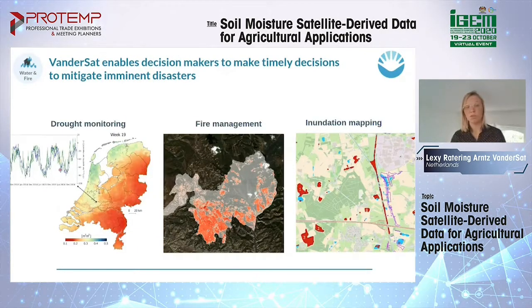For NGOs or governments or any other institutions that are monitoring larger scale areas on disasters, we have developed these different services that are presented here on the slides. So we monitor areas for drought monitoring. We do that in the Netherlands, for example. We also deliver services to the fire department in the Netherlands, where we monitor sensitive vegetation, which matters when there is a high outbreak of fires associated with high temperature. And we're also developing inundation maps.